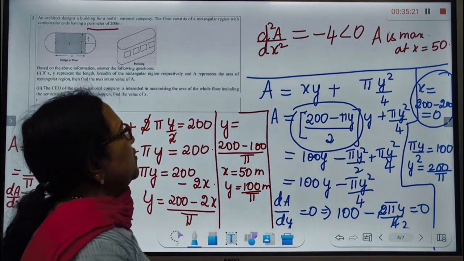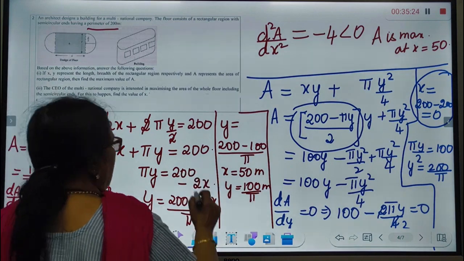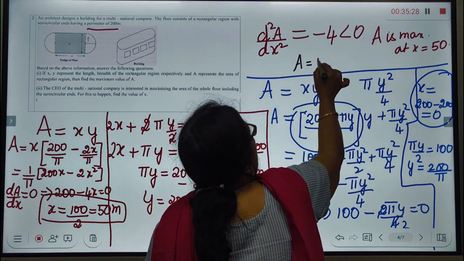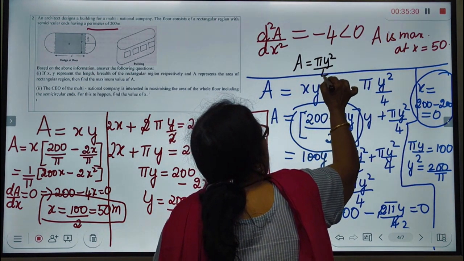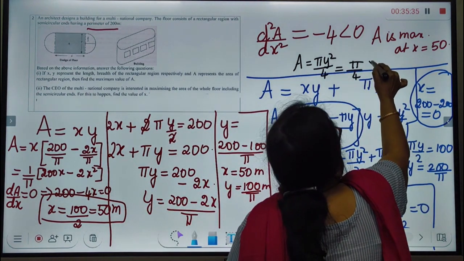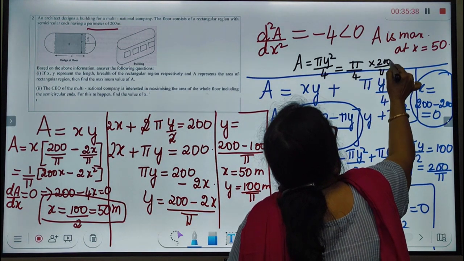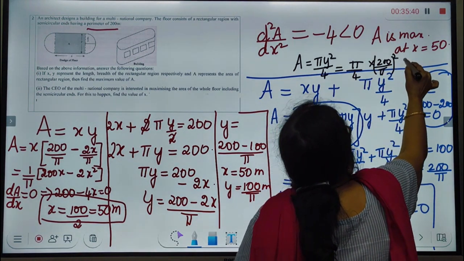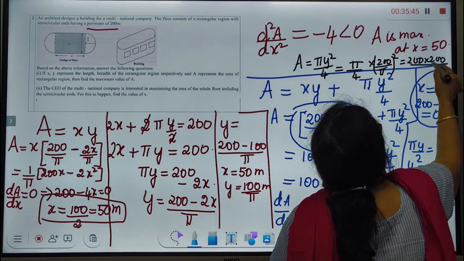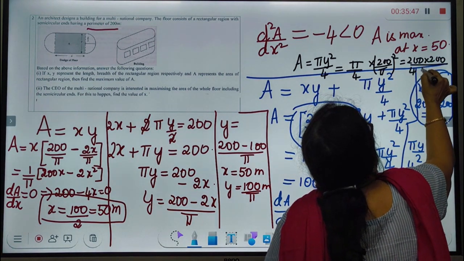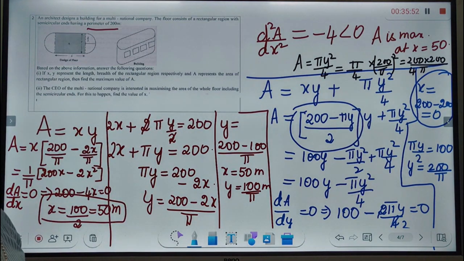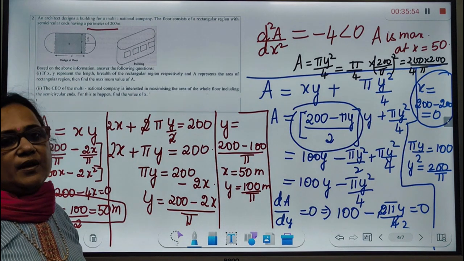So, the area is maximum when x equal to 0. When x equal to 0, what will be the area? The area will be A equal to pi y square by 4, which is pi by 4 into y square, that is 200 by pi, the whole square, which is 200 into 200 by 4 pi, 10000 by pi square units will be the area.